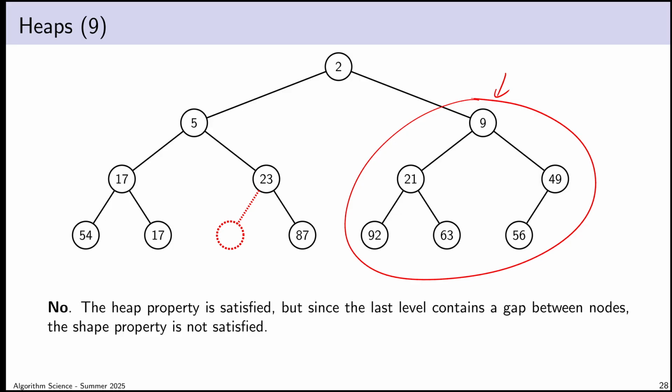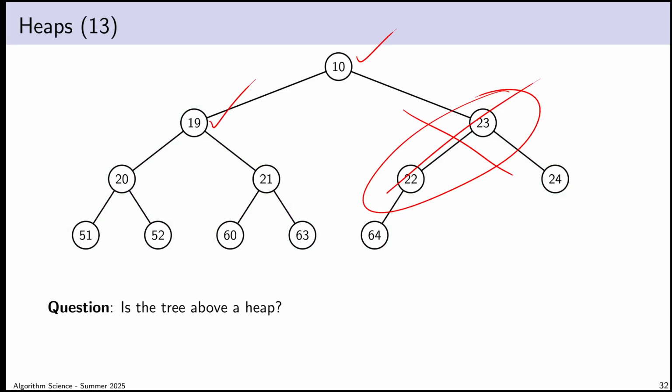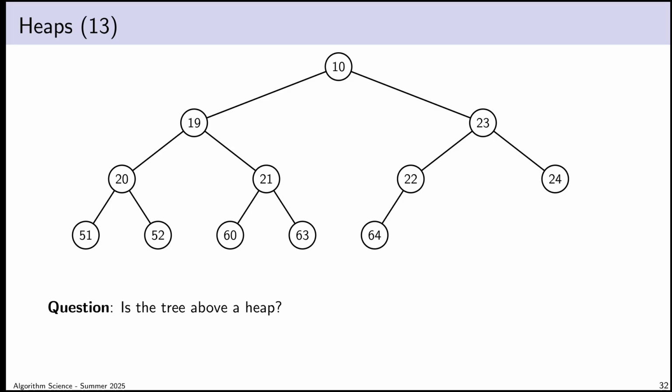I could detect a violation of the shape property in this case by looking at node 23, because it's invalid for a node to have no left child but to have a right child. But I could concoct a heap where the shape property was violated, where it wasn't as obvious. Let's see if I have an example to work from here. So what about this situation? So clearly the shape property is violated because I have a gap here.